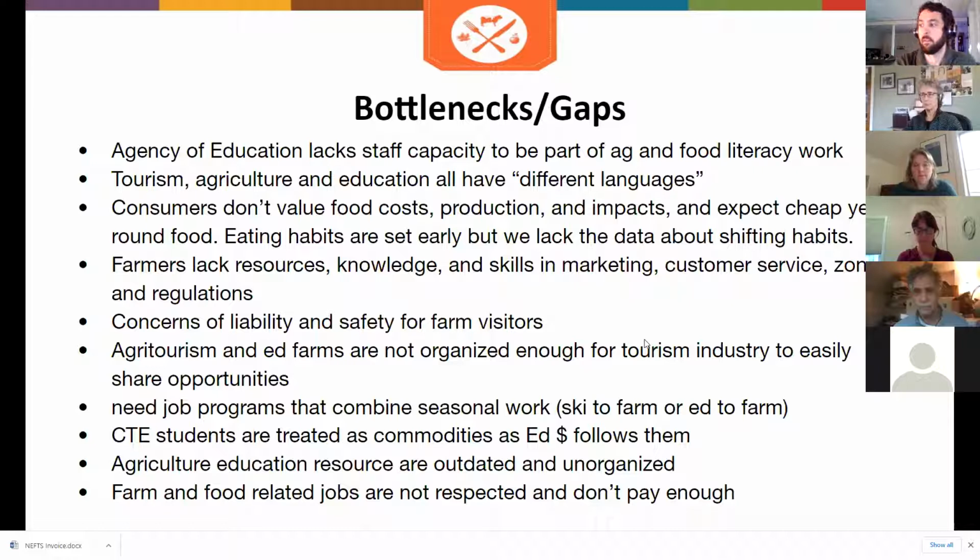Another barrier that came up was that the tourism industry struggles a little bit on how to share a lot around agritourism and education farms, because it may not be as organized as they need it to share it widely. So that came up in one of the briefs.